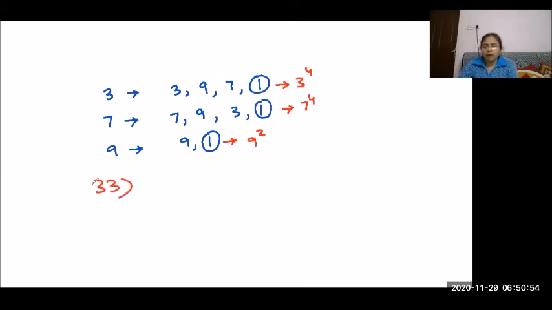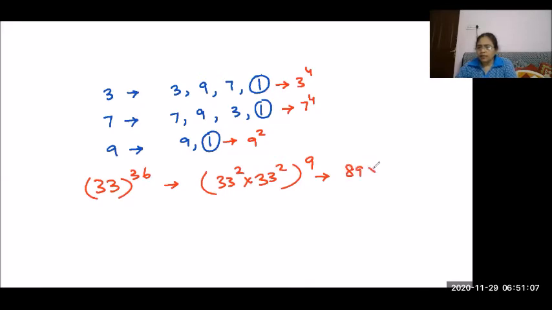33 to the power 36. 33 squared into 33 squared to the power 9. 33 is 89 into 89 to the power 9, which will be 21 to the power 9, which will be 81. Very fast I did. Let me explain this. Since it is a short trick, I have done it faster.